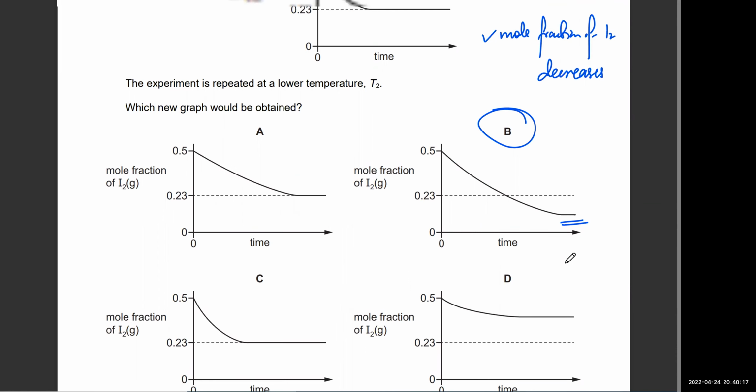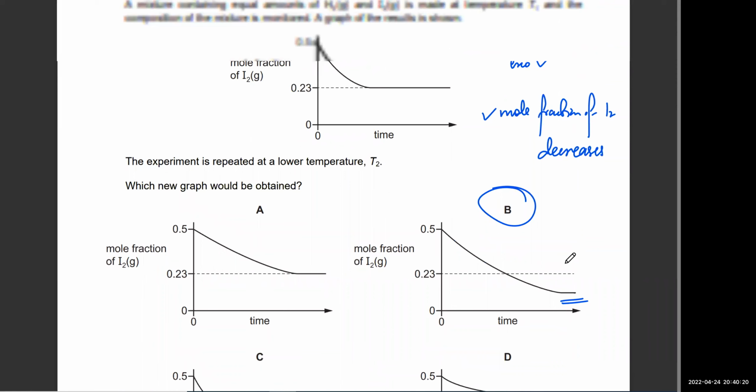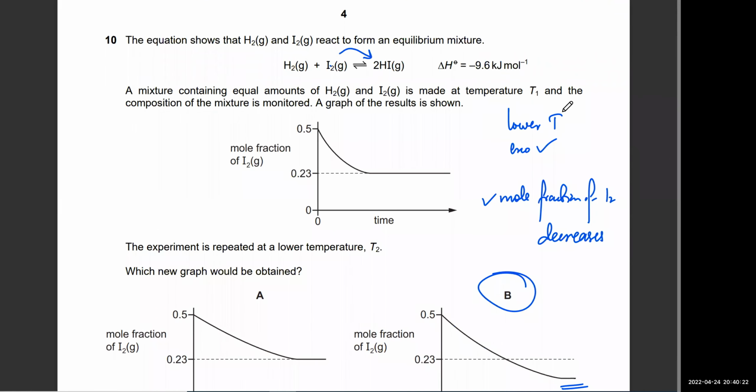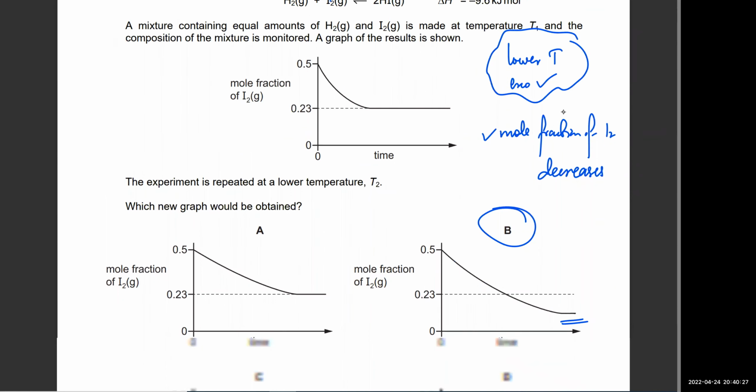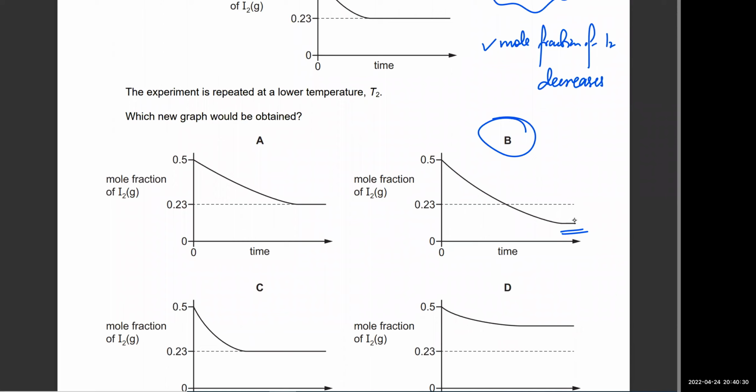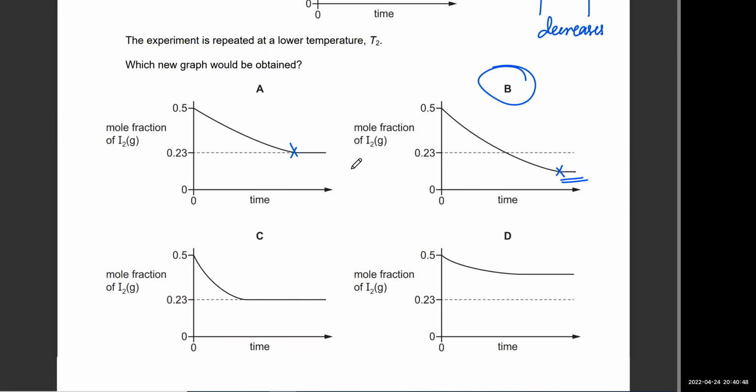There's going to be less of I2. Plus, the equilibrium is going to take a longer time to reach, because at a lower temperature the concentration would keep on changing. This is the point when equilibrium is reached. When equilibrium is reached, the concentrations of the reactants and products become constant. So here the mole fraction of I2 became constant, which indicates that equilibrium has been reached. But at a lower temperature, it takes much longer for equilibrium to be obtained. Okay, clear?